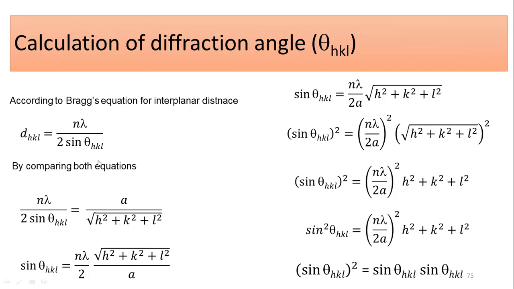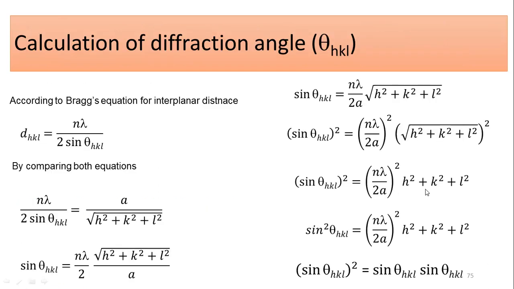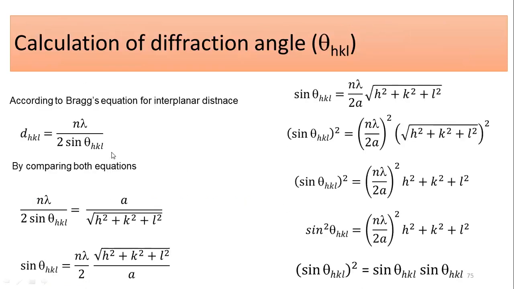And this is another equation, given over here. This is the interplanar separation, calculated by using the HKL values, that is, the Miller indices. So there are two ways to calculate the interplanar separation: by using the Bragg equation, and by using this equation, that means by putting in the value of HKL. So these two equations are equal to each other.